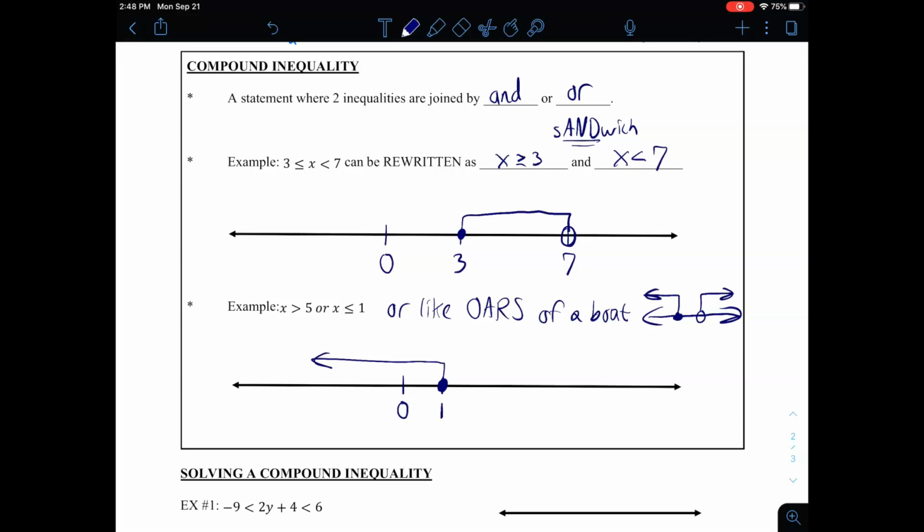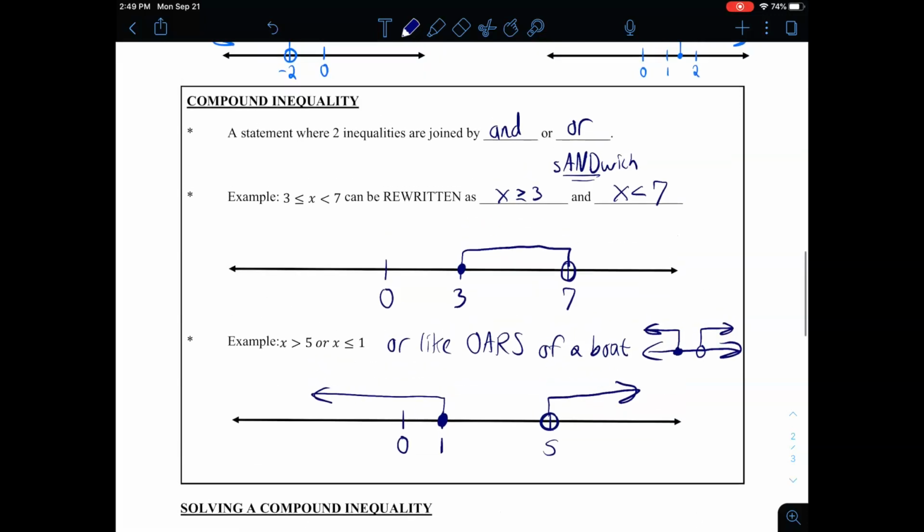And then we have x is greater than 5. I'm going to put 5 over here. Is that an open or closed circle on 5? An open circle. Shade to the left or to the right? To the right. You see how it's kind of like the oars of a boat? The oars are like the paddles you use to paddle down a river. Whereas a sandwich is shaded in between, these are like the oars of a boat.